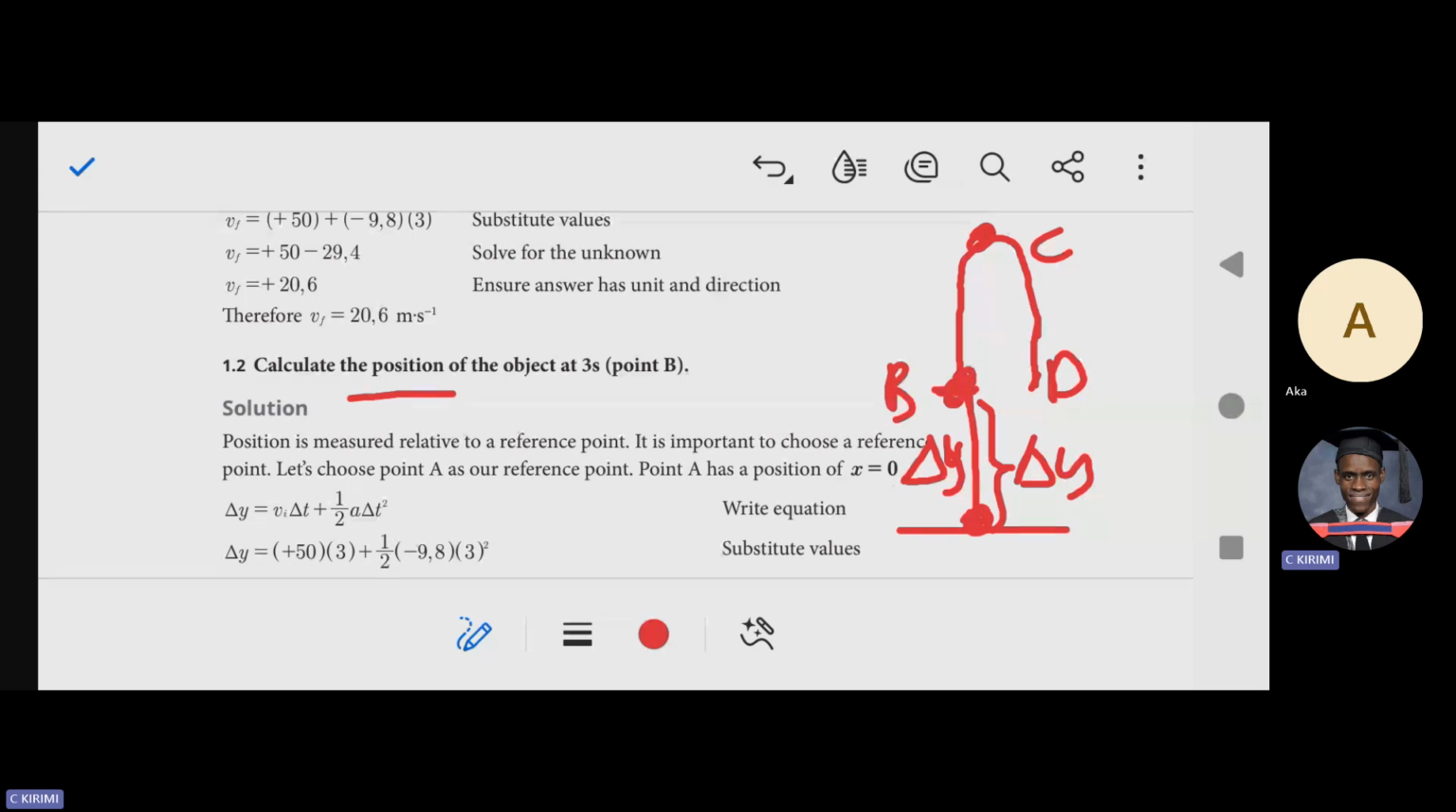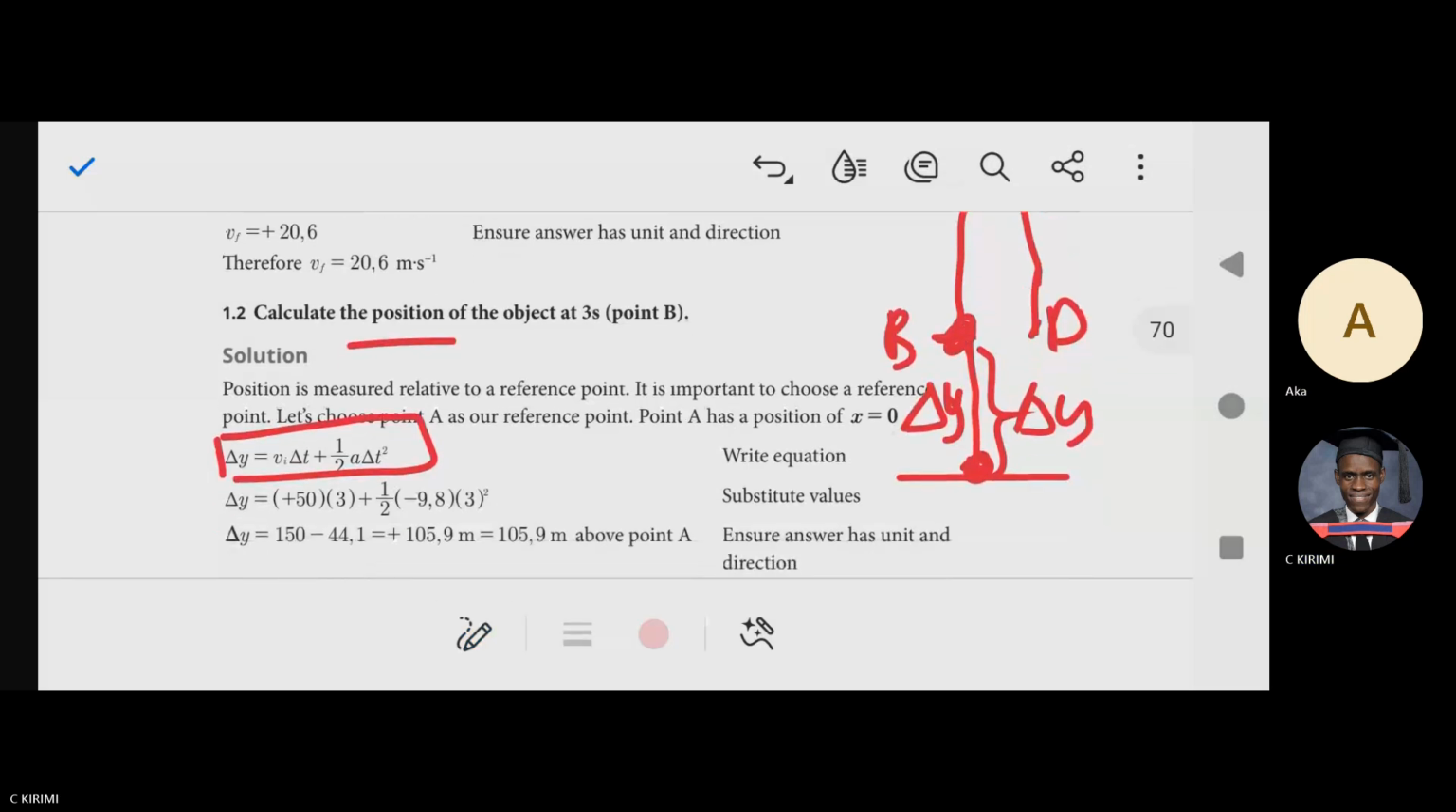So you use that formula for delta y: delta y equals vi delta t plus half a delta t squared. V going upwards is positive, it's 50 positive. And then time is 3 seconds. Half a, acceleration negative, then you square the time, then you come to the answer. When you add 150 minus 44, it's positive. It means it's above the point of reference.